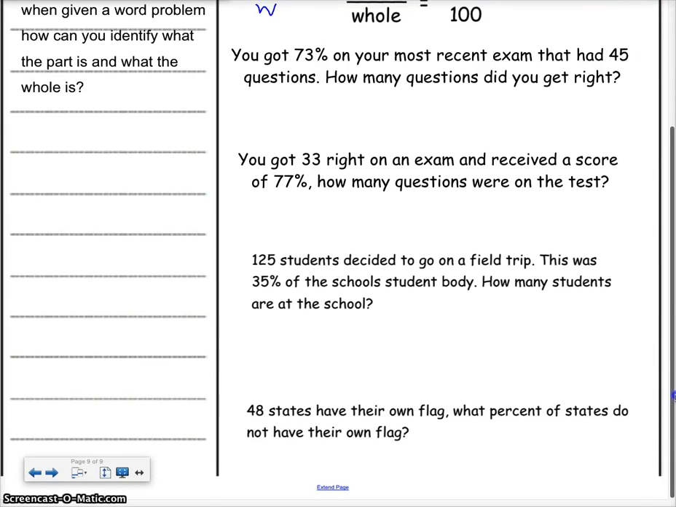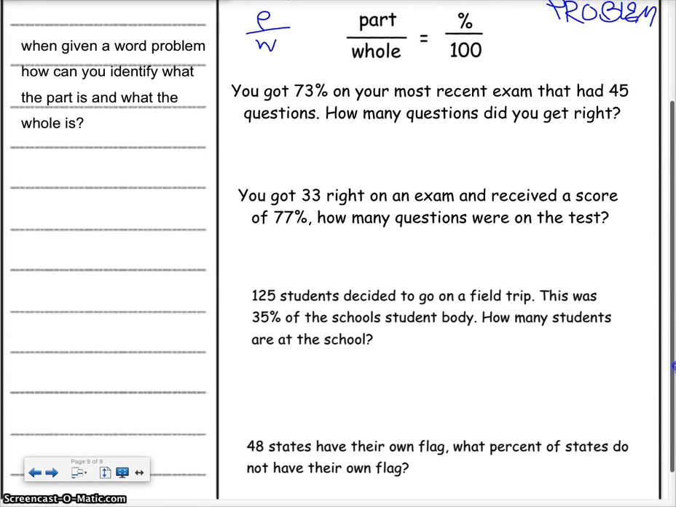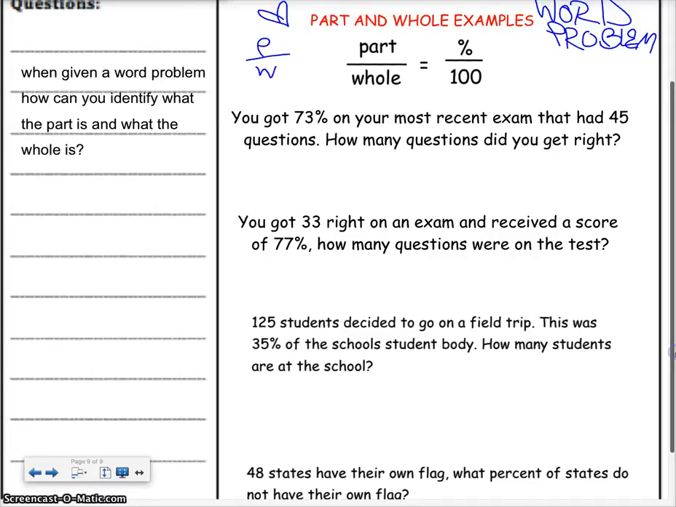So let's say that we got 73% on our most recent exam that had 45 questions. How many questions did we get right? So I see a percent. So a percent tells me right away that I'm going to do this. And then I see that it's a word problem. I don't see the vocab words is and of. Do you see them? So that tells me, okay, I need part to whole. Part is to whole as percent is to 100.